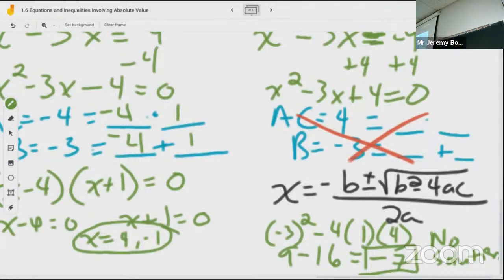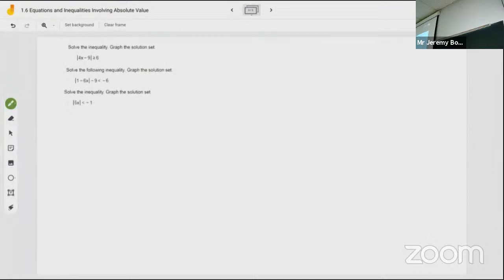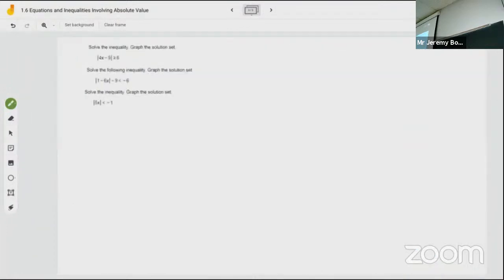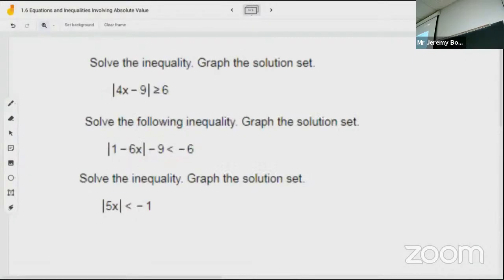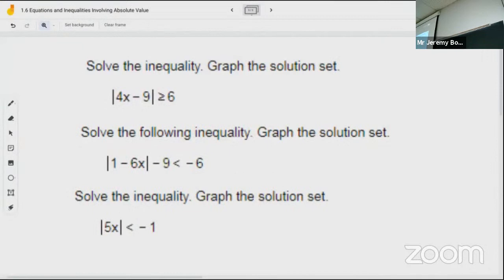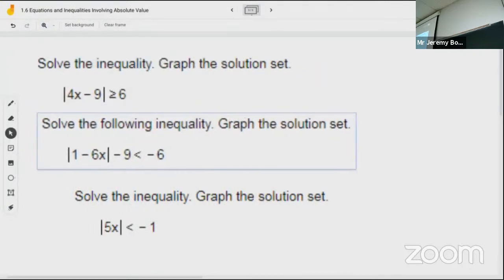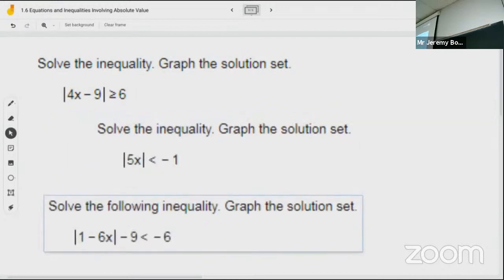What else? Was that all of them? Yep. Yeah, let's do these and then we'll call it. So they're all inequalities. So let's do that one first.